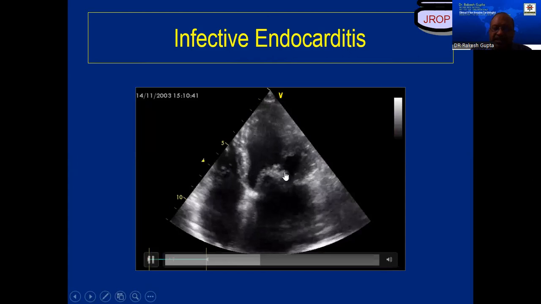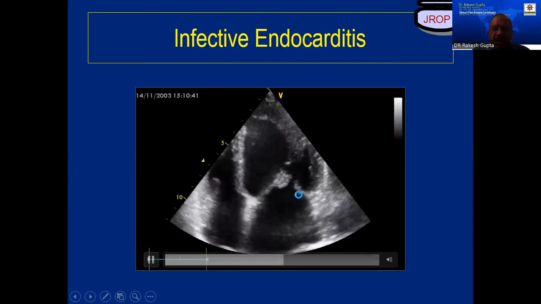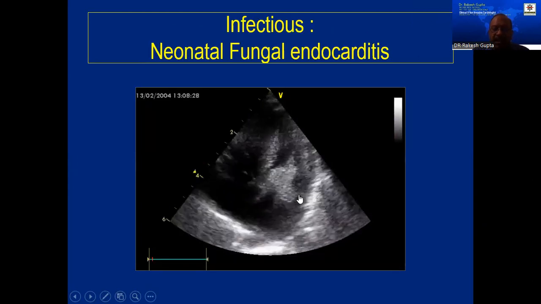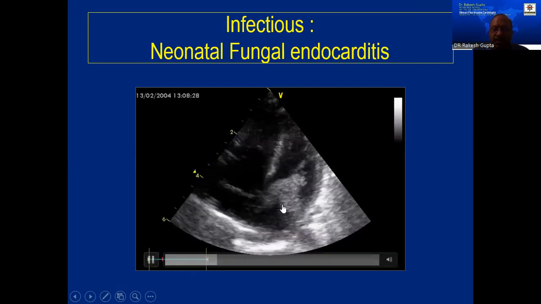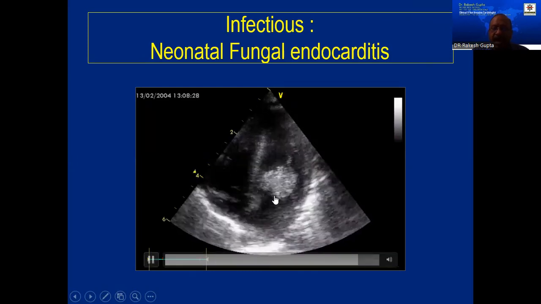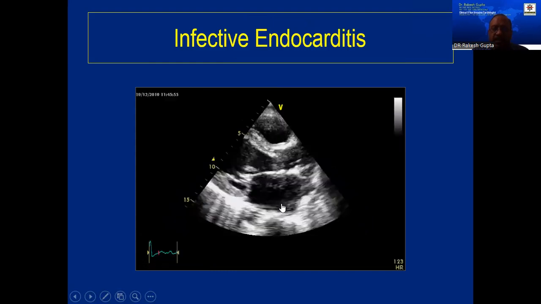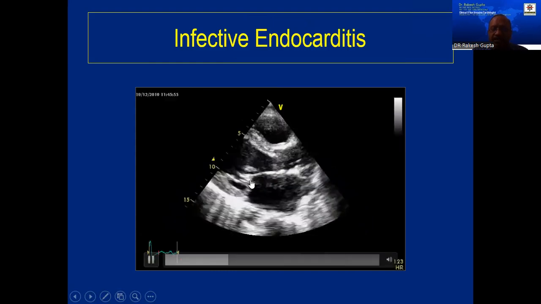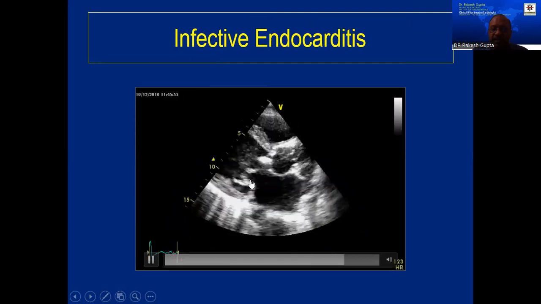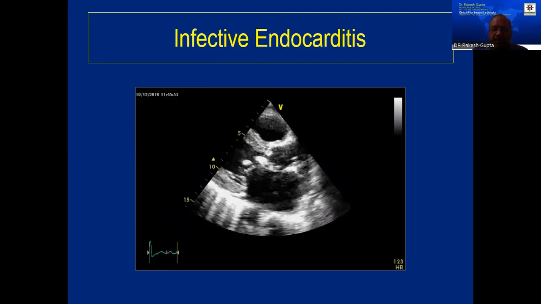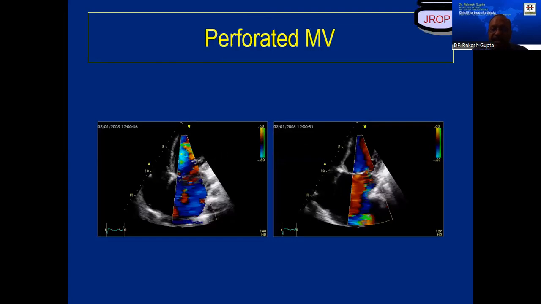I'm not going to look at the severity of MR in this patient of a neonatal fungal endocarditis. The diagnosis is obvious. Now look at the aortic as well as mitral leaflets, infective endocarditis. Very classical example of a perforated mitral valve.